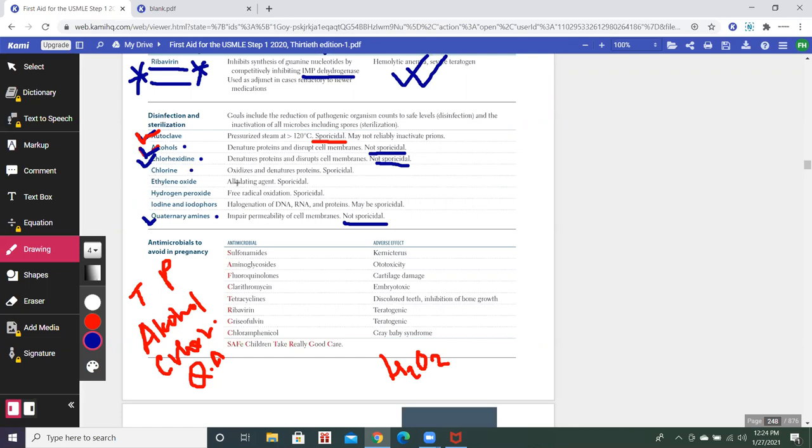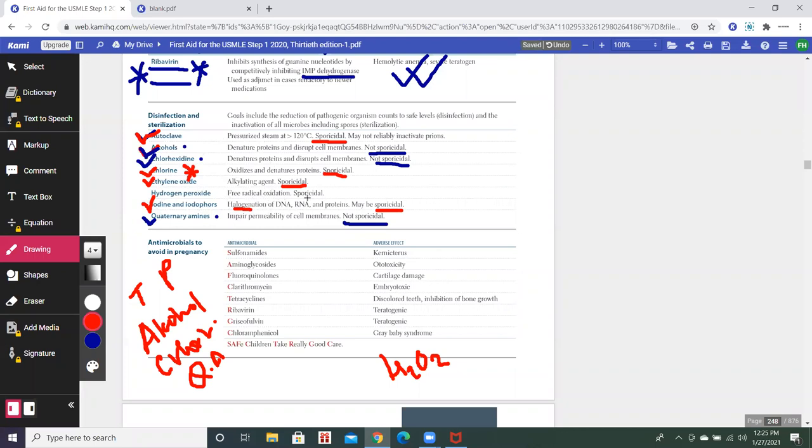For example, chlorine, which will cause oxidation and denaturation of the protein, is sporicidal. Ethylene oxide acts as an alkylating agent, and it is sporicidal. Over here, you will receive questions from chlorine. You will also receive questions from iodine and iodophors, that is, which ones are halogenators. A lot of students have the tendency of answering chlorhexidine as a halogenator, but that's a completely wrong answer. Halogenation will be done with iodine and iodophors. The halogenation of DNA and RNA is sporicidal, and this is done with the help of iodine.